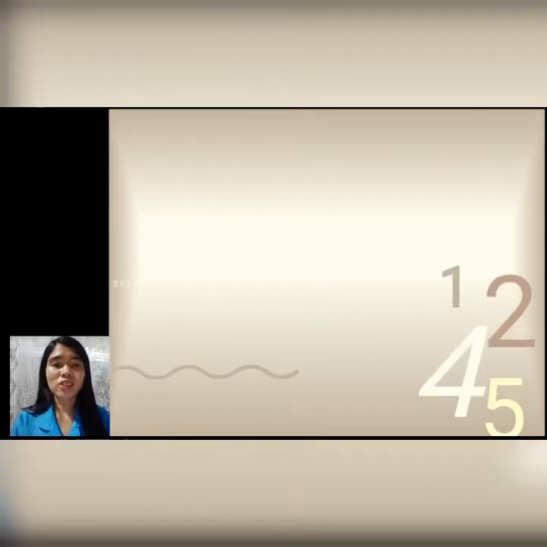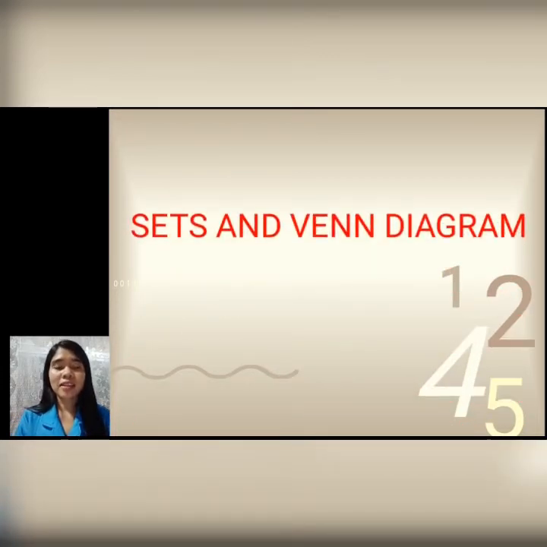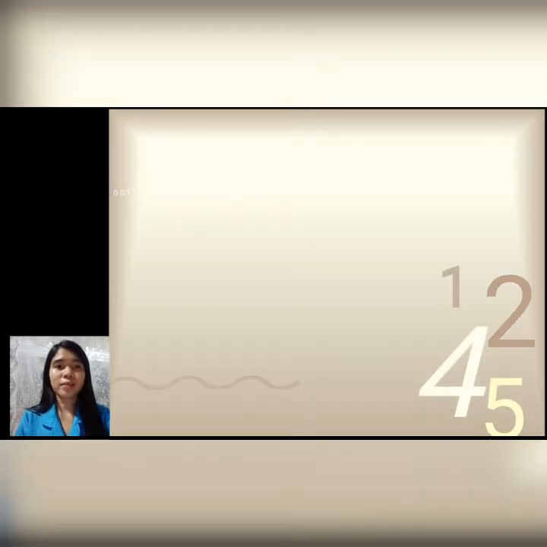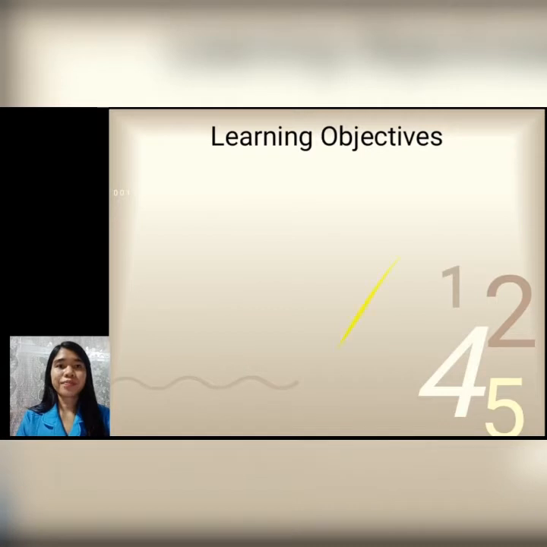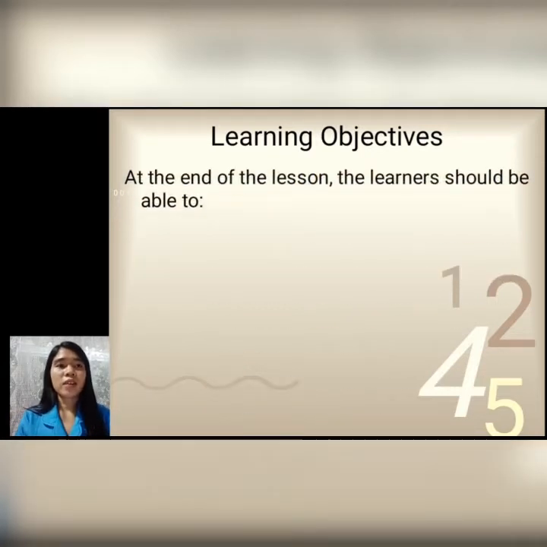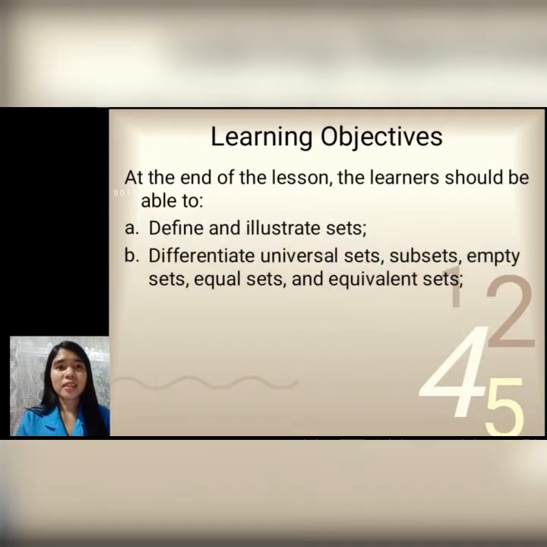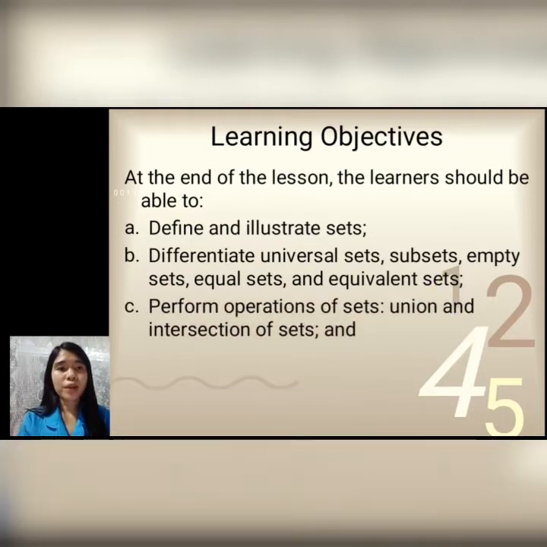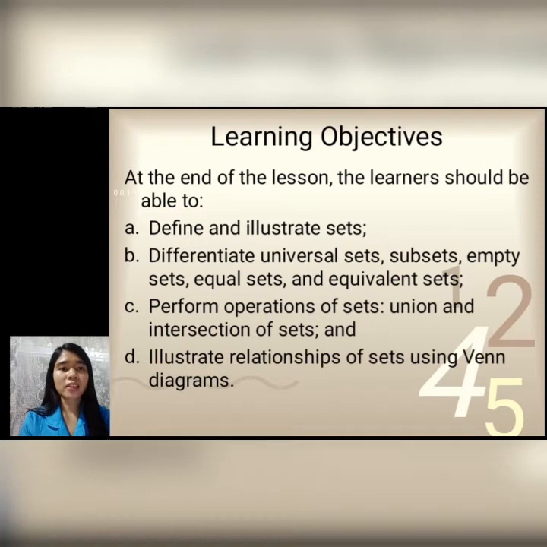So our activity has something to do with our lesson for today, and our lesson for today is all about sets and Venn diagrams. Before we start, let's have first the learning objectives. At the end of the lesson, the learner should be able to, first, define and illustrate sets. Second, differentiate the different types of sets. Third, perform operations of sets, such as union and intersection of sets. And the last one is to illustrate relationships of sets using Venn diagrams.